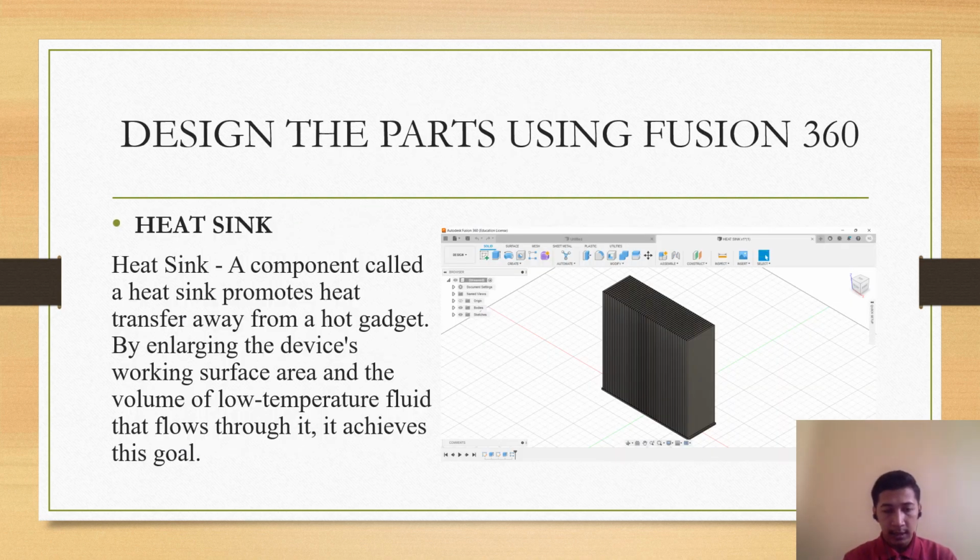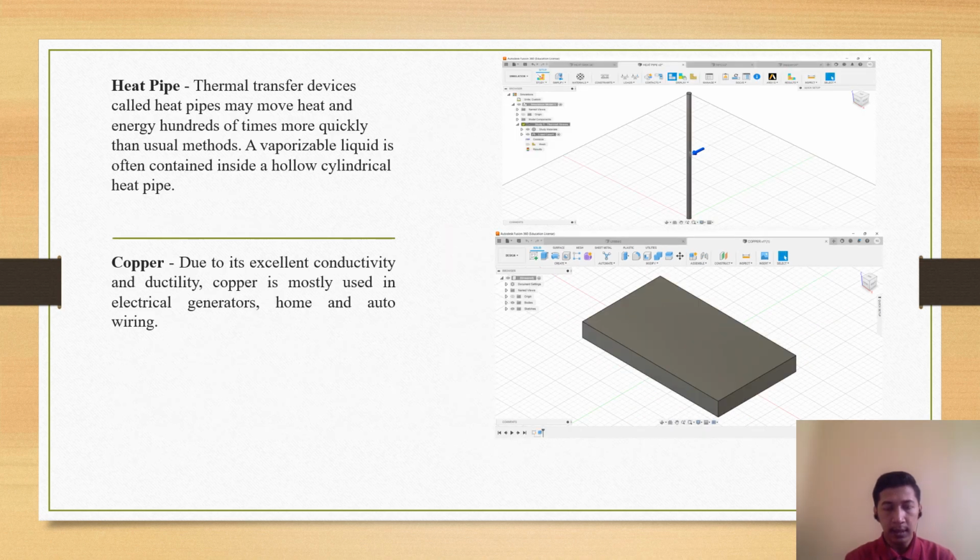Okay, the next one is design the part using Fusion 360. First, we design the heat sink. A heat sink is a component that promotes heat transfer away from a hot gadget by enlarging the device's working surface area and the volume of low temperature fluid that flows through it. It achieves this goal.